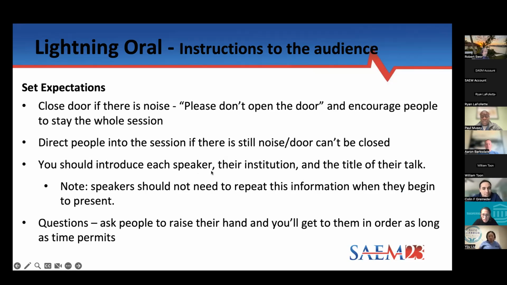You should introduce each speaker, their institution, and the title of their talk, and hopefully they should not have to repeat this information when they begin their presentation. They should be able to just get into it. And that's one thing that I would communicate to the presenters. And then if you're facing the audience, a good way to moderate the questions is to have people raise their hands and let them know that you'll get to them in the order that they raise their hand as long as time permits.